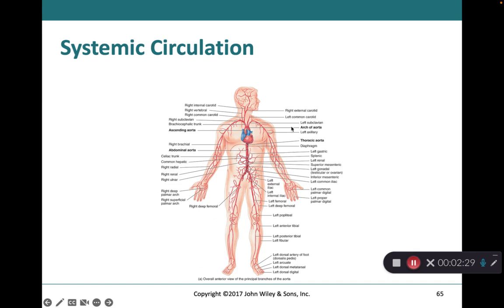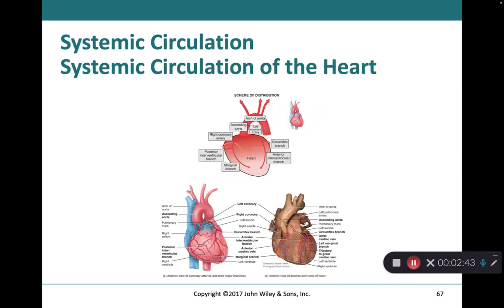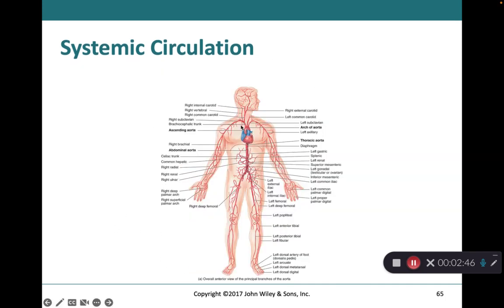So this picture, in red, shows all the major arteries of the body. Just a couple things in general, and then we'll go through each of the arteries in the following slides. If you know your anatomical terms, you should recognize a lot of these. Like axillary, for example, it's right in the armpit area.